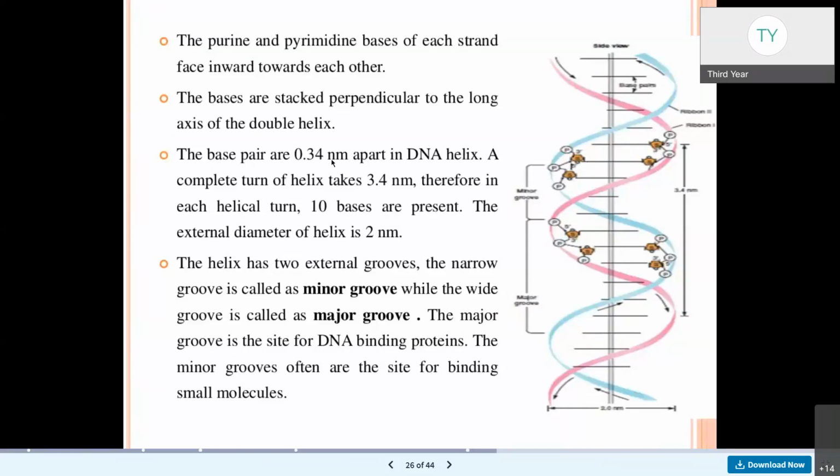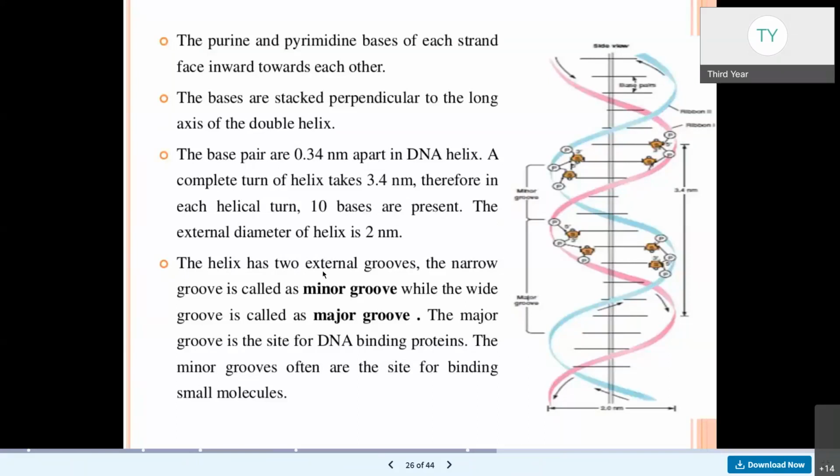And the base pairs are 0.34 nanometer apart in the double helix. A complete turn of the helix takes 3.4 nm. So one complete turn from this to this, the distance of one complete turn is 3.4 nanometer. And in one turn in the B-DNA, there are 10 bases present. 10 बेसिस के बीच जो डिस्टेंस है वो 3.4 नैनोमीटर है, तो दो बेसिस के बीच जो डिफरेंस होगा दैट obviously that is 0.34 nanometer.